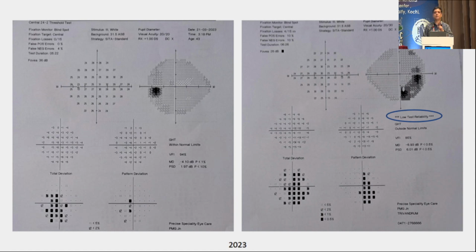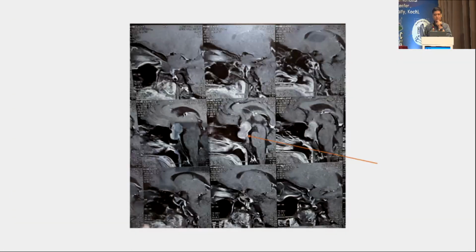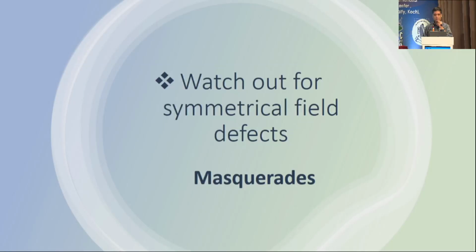Note here that the false positive error is less than 10%. False positive errors, especially if greater than 15%, can really mess up patterns. Even when I repeated the field, I'm getting the same. If we look very closely, this defect is actually respecting the vertical midline. It is very subtle, especially on the left. It does respect the vertical midline. An MRI showed a large pituitary macroadenoma, and she underwent surgery a week back.